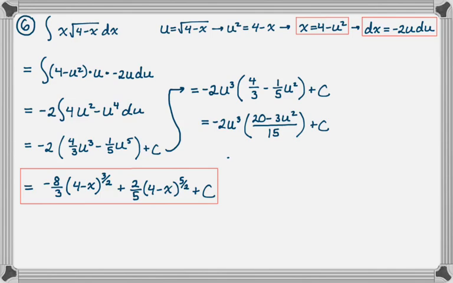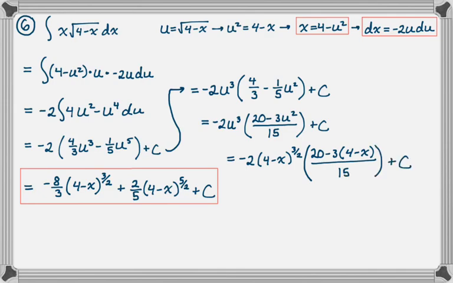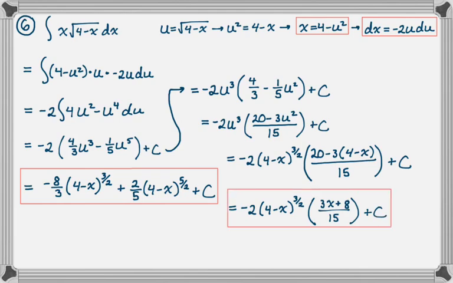Let's do our substitution. So we're going to replace u with radical 4 minus x, but we think of it as 4 minus x to the 1/2 because it's a little cleaner that way. Then when you square radical 4 minus x, you just get 4 minus x, so that's where that's coming from. And then finally, we can distribute and collect like terms inside that final parenthesis there. So we end up with 3x plus 8 over 15 plus c. So that's another form that it could take. Either of those, totally valid.